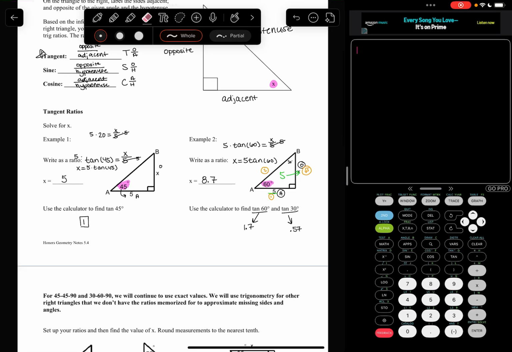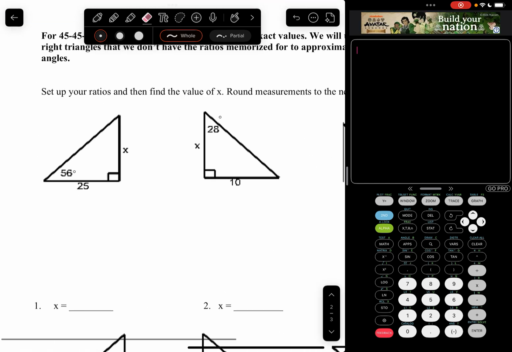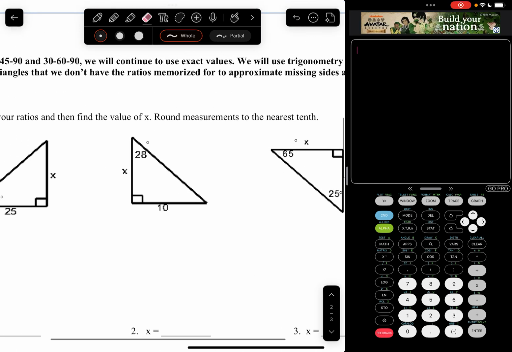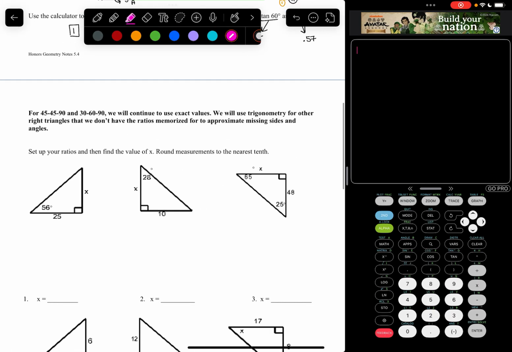All right, so here we go. We're going to throw ourselves into these trig ratios. Ooh, I'll fix that, but I don't know why those degree symbols are crazy. All right, it says, this is important, by the way, for 45, 45, 90, and 30, 60, 90, we will continue to use exact values, so we will want to use trig for other right triangles that don't have ratios memorized for us to approximate missing sides and angles. So essentially what I'm saying there is your 45, 45, 90, and 30, 60, 90 right triangles, we're still going to use our special right triangle ratios, our 1, 2, square root of 3 and our 1, 1, square root of 2, okay?